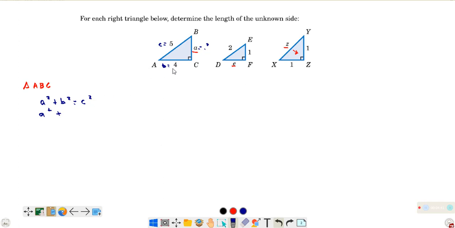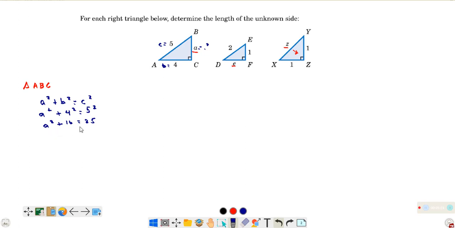But for B, we can already substitute the value 4. So we have here 4 squared. Next for C, may value tayo. We have 5 squared. So substitution lang po ito. Now let's continue. We have A squared plus 16 is equal to 25 because 4 squared is 16 and 5 squared is 25. Now let's find the value of A.